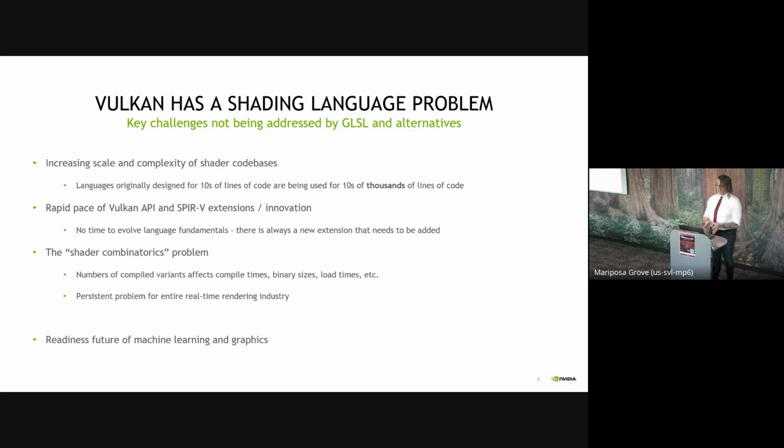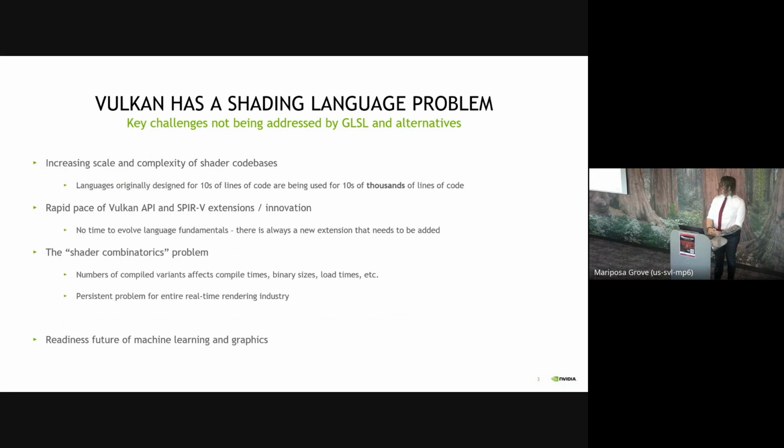The first of these is that there's an increasing scale and complexity of shader code bases. We designed the initial GLSL language to handle code bases where we had maybe tens of lines of code in a shader, and now you have game shader code bases that are tens of thousands of lines of code, and the languages haven't scaled. Another point is that the Vulkan API and SPIR-V are rapidly evolving and innovating, but there's really been no time taken to evolve the language fundamentals. There's always a new extension to be put in, but not a lot of work to improve quality of life features in our programming languages.